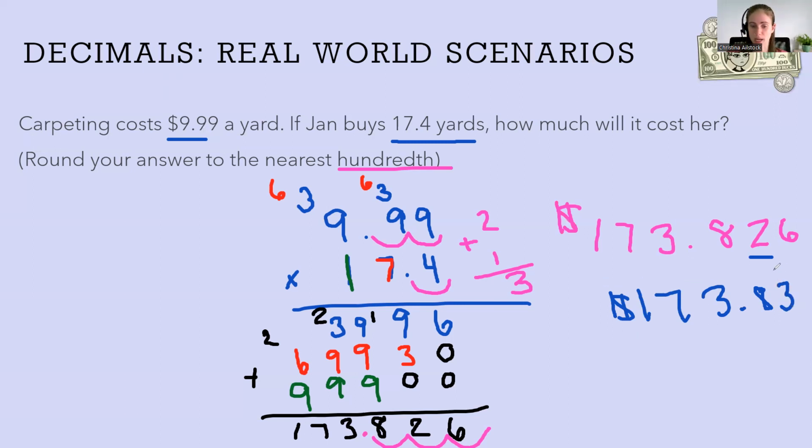83 cents. My apologies, guys. So $173.83 is how much Jan is going to pay for her carpeting.